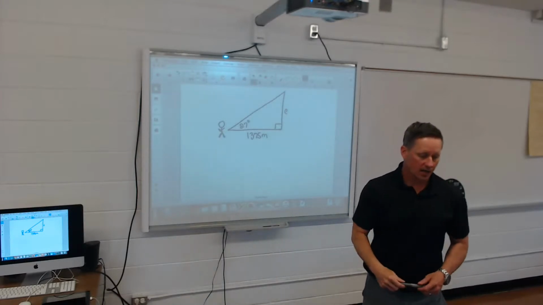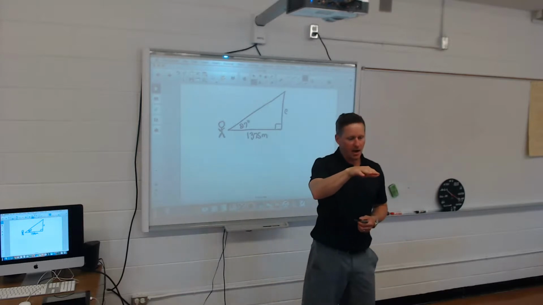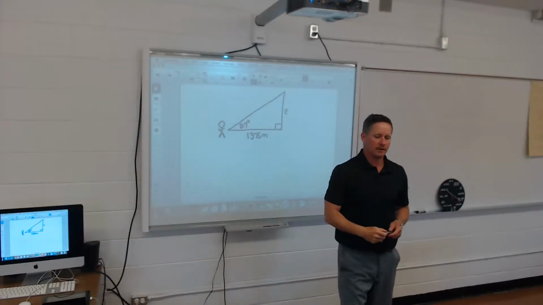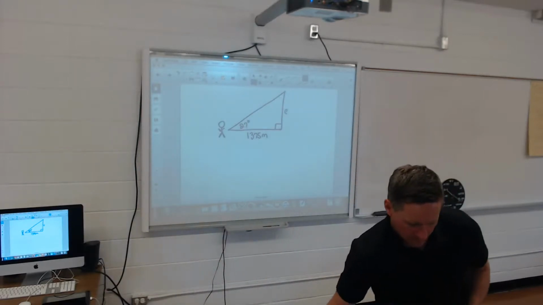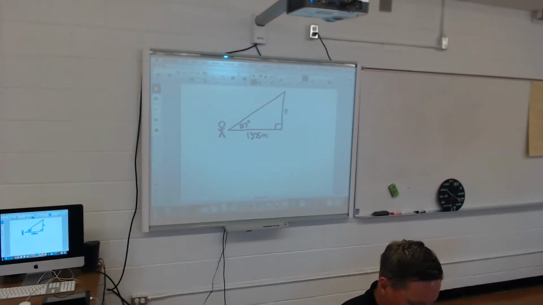Okay, so when you're talking about angle of elevation and angle of depression, look straight out. If you look up, that's angle of elevation. Look straight out. If it's down, that's angle of depression. We're okay?